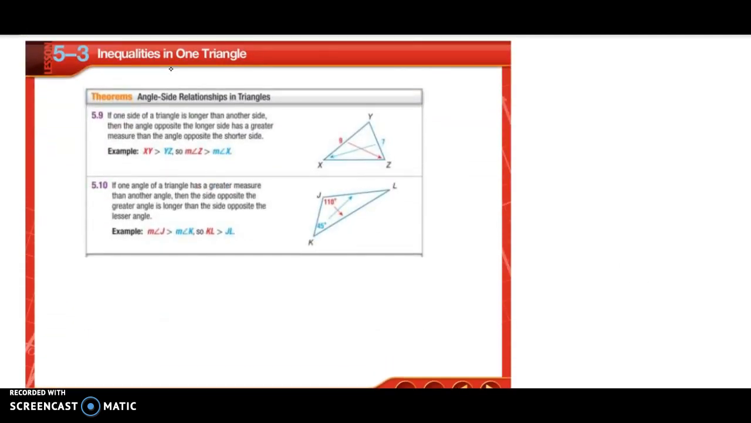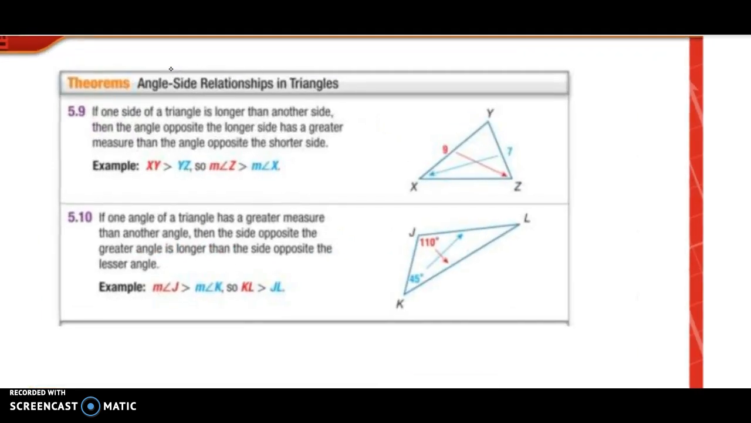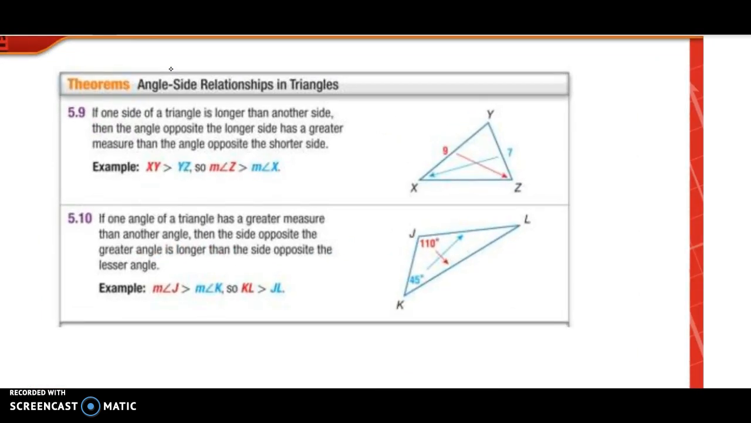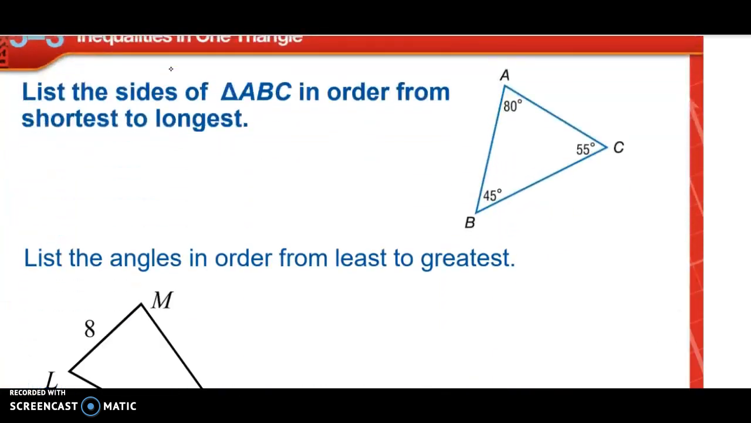Okay, inequalities in one triangle. It turns out that the smallest angle is across from the smallest side in a triangle. So, for example, angle 7 is here. Angle 9 is here. This is a smaller side. So because of that, the angle across from it, angle X, is also smaller. It works the other way too. If this angle is the smallest, this 45-degree angle, then JL is the smallest side. So we'll test this out.